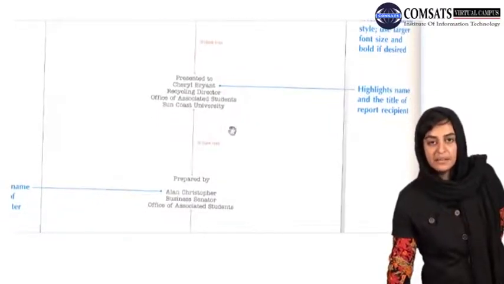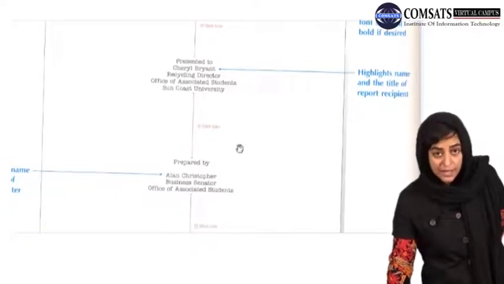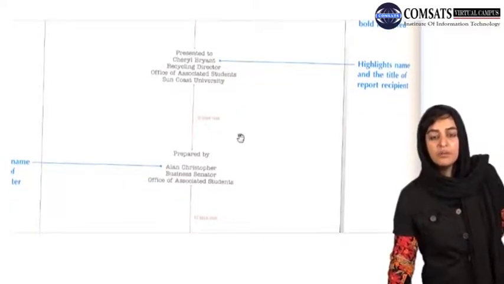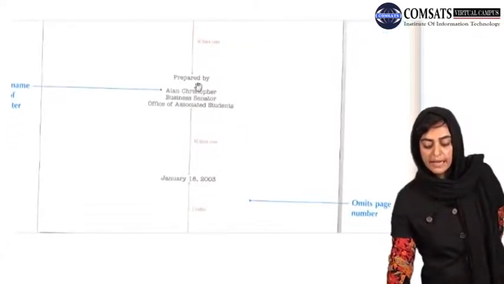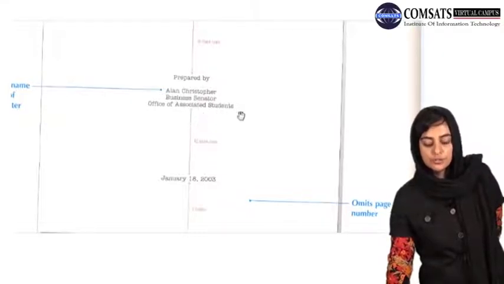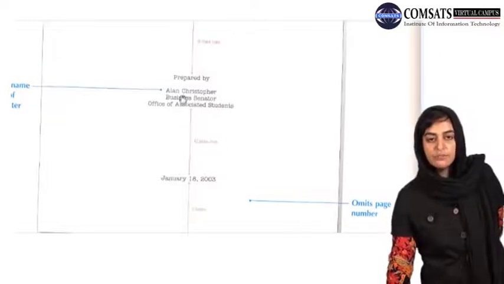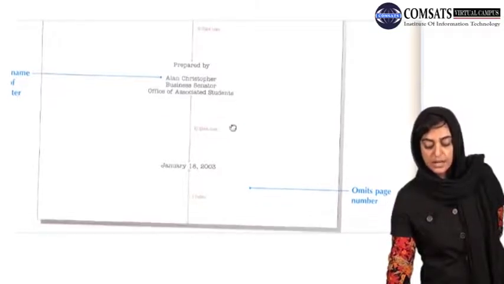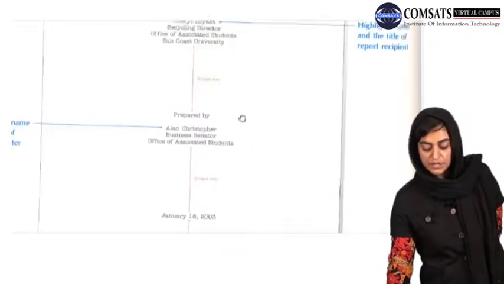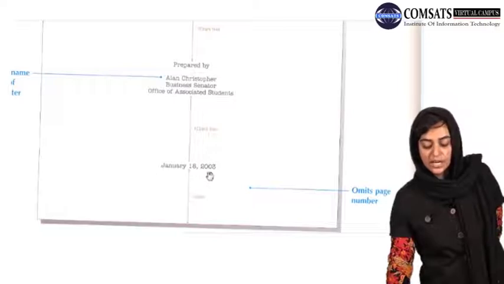Then after leaving another 10 blank lines, dear students, your title page should be having your name, the name of the writer, prepared by or submitted by. As you can see, prepared by Alan Christopher, Business Senator, Office of Associated Students. Again, first letter of all the words capital, rest small. Then dear students, after leaving another 10 blank lines, your title page should be having the date, January 18, 2003.